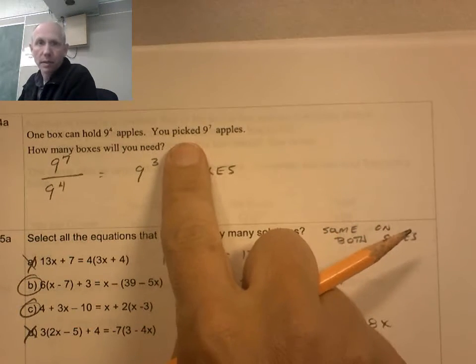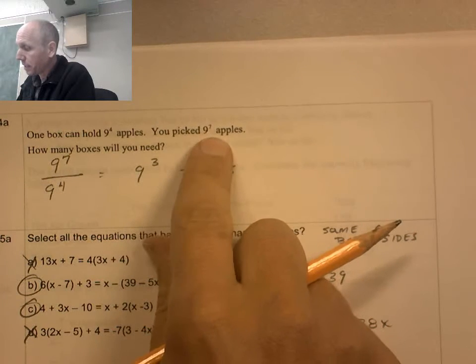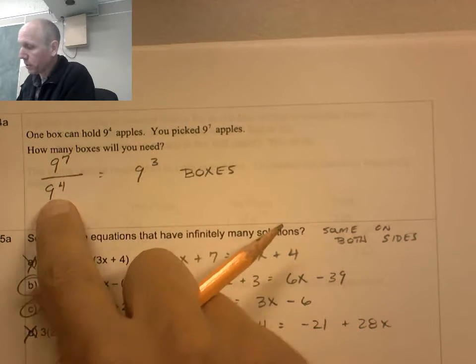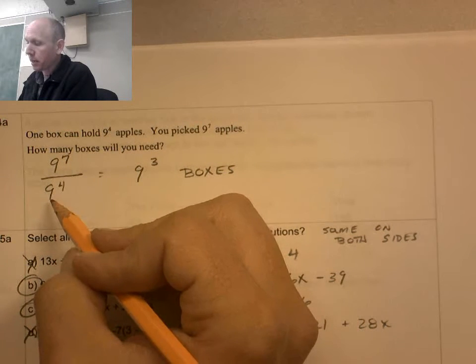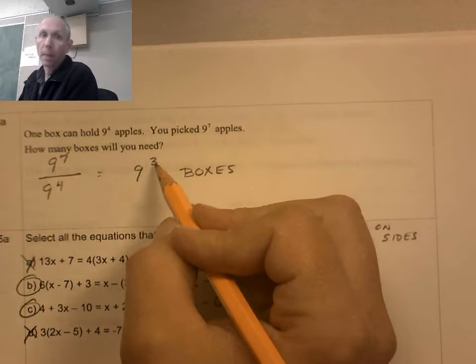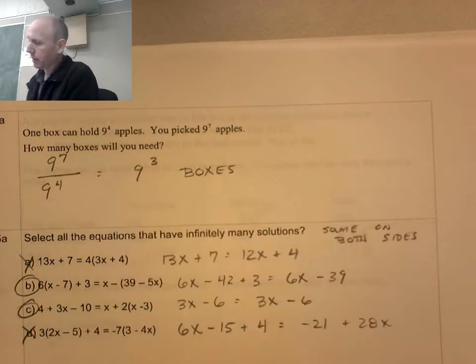Now I have 7 to the 7th apples divided by 9 to the 4th apples. So I have 7 9s on top, 4 on the bottom. That gives me 9 to the 3rd boxes that I'm going to need. It's the same problem I just did, except with exponents.